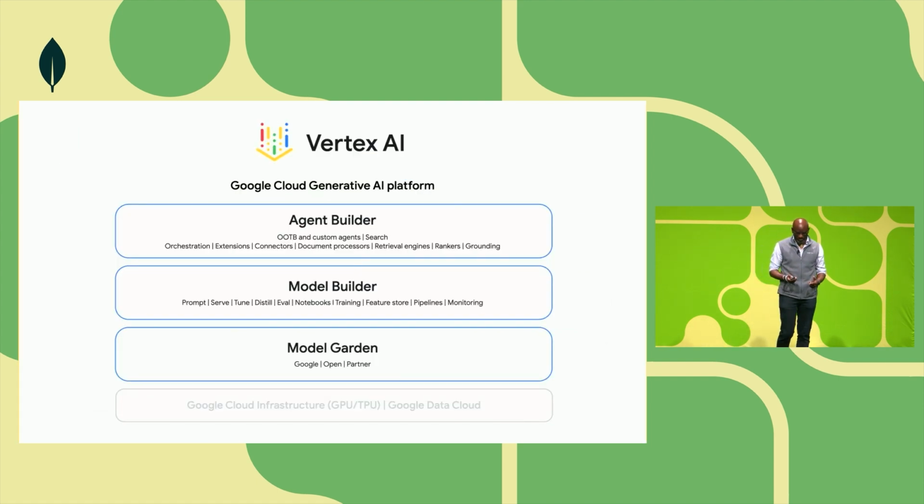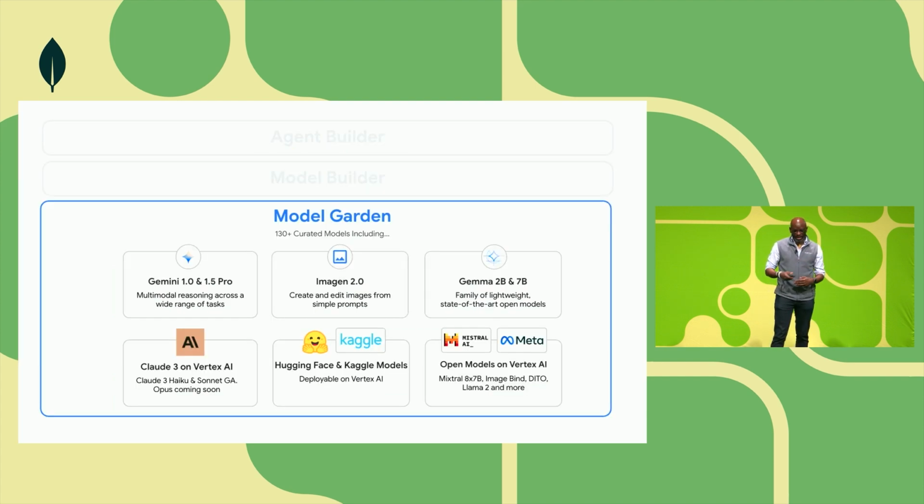Moving on swiftly. I've talked about this: it's the Model Garden, running on our infrastructure; the Model Builder, being able to test prompts, tune, and distill notebooks; and then the Agent Builder that allows you to build out-of-the-box and custom agents. And I talked about the Model Garden, so here's another level of detail on the models we have available.